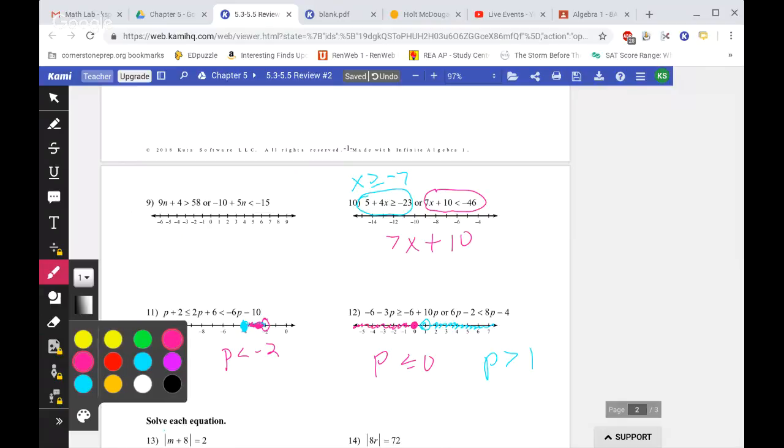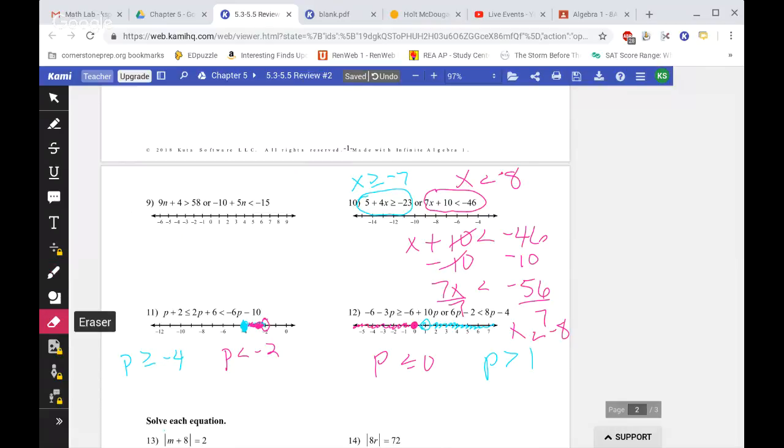7x plus 10 is less than negative 46. So we're going to subtract 10 from both sides, and that's going to give me negative 56. So I have 7x is less than negative 56. Divide both sides by 7, and I have x is less than negative 8.